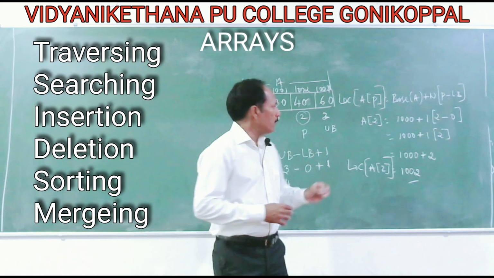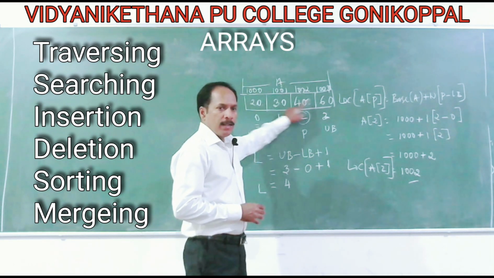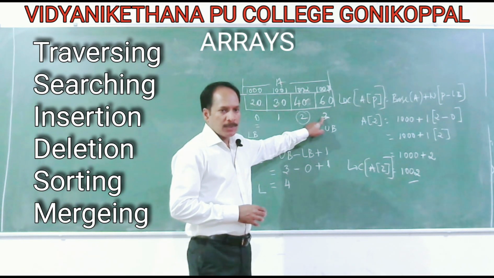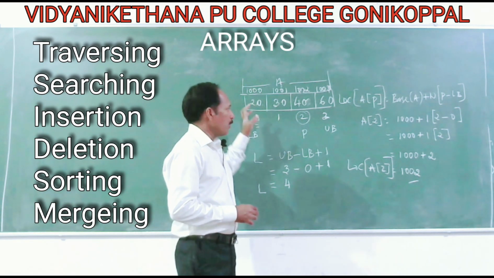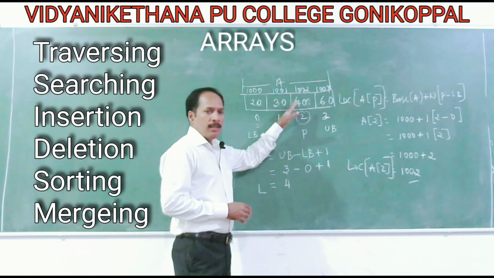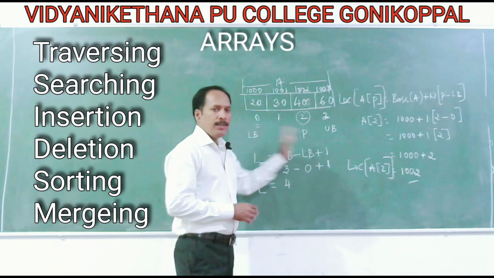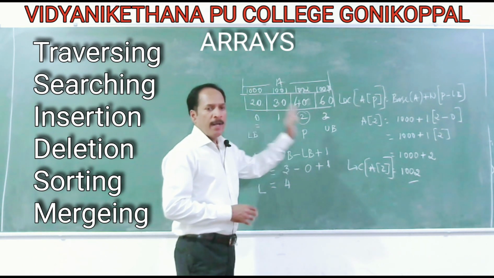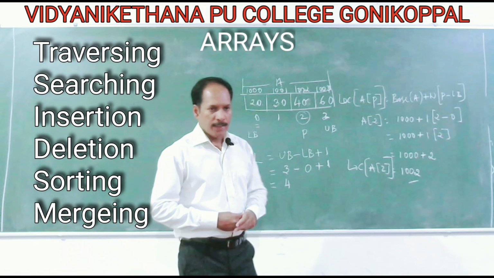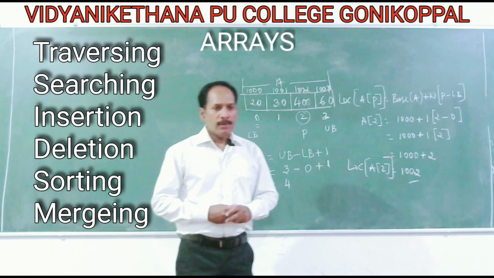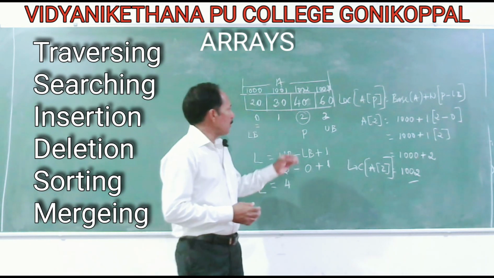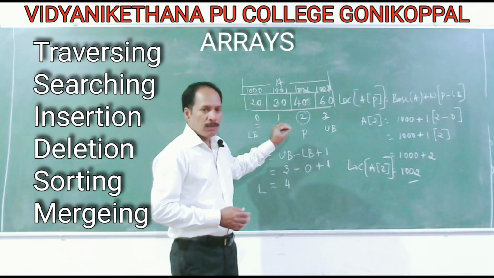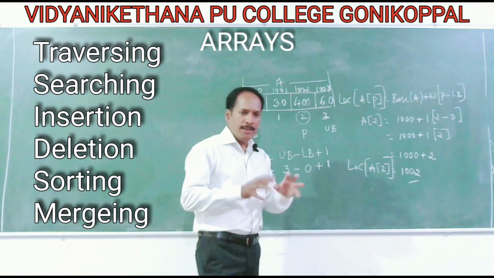Traversing is the process of visiting each element exactly once, starting from the first subscript to the last subscript. Traversing is the process of visiting each element of an array from beginning to end, that is from the first element to the last element, that is from 0 to n minus 1 if n is the size of an array. Then we have searching. There are two methods. Searching is the process of identifying a particular element in an array. For example, whether 40 is present or not. We will write the algorithm and learn all in detail one by one.